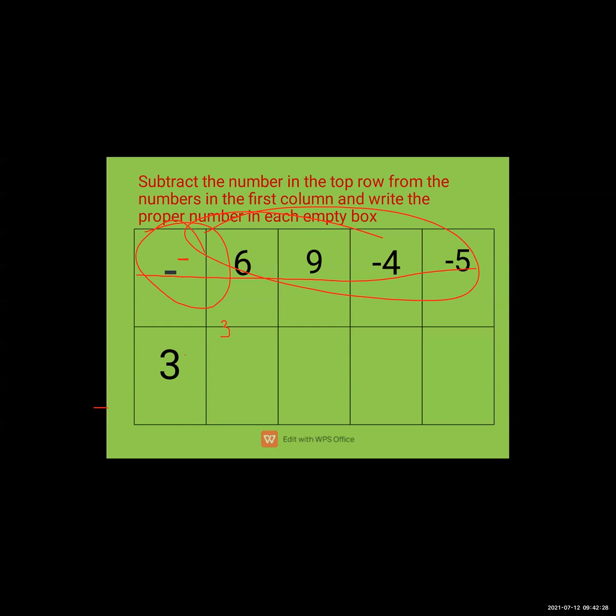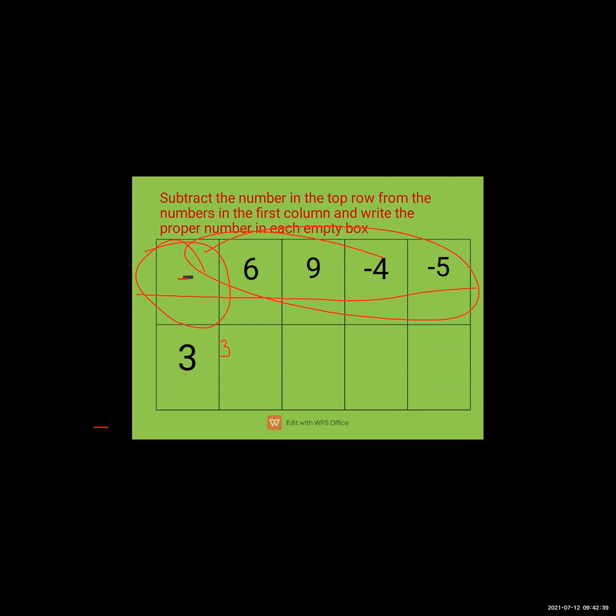So here it is 6. 6 does not have a sign, it means plus. So plus and already minus is there. Plus minus equals minus. So what will you write here? Minus 6. So what will be the answer? 3 minus 6 is equal to minus 3. Understood?